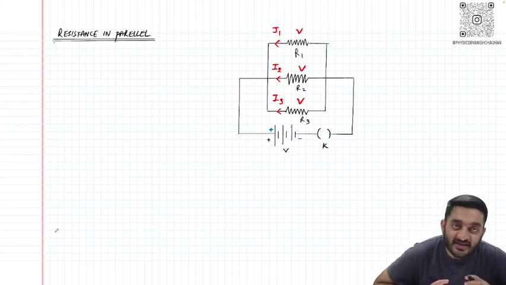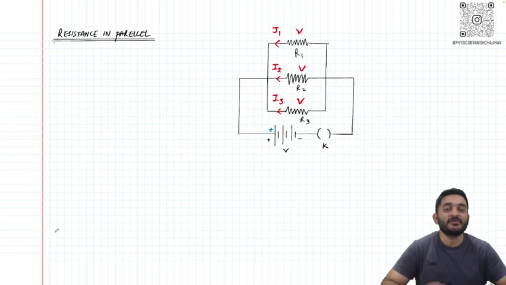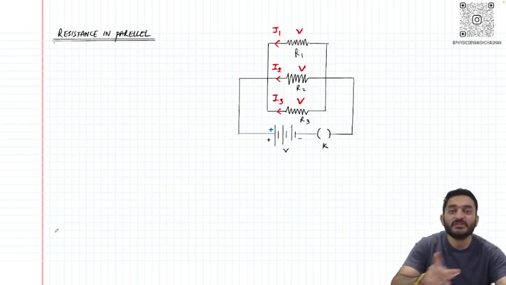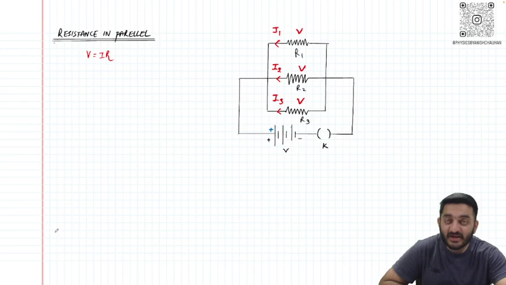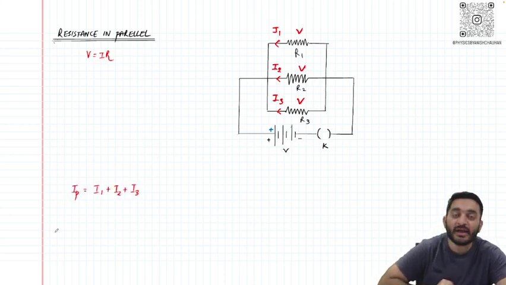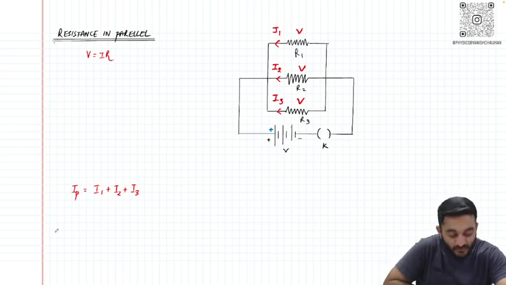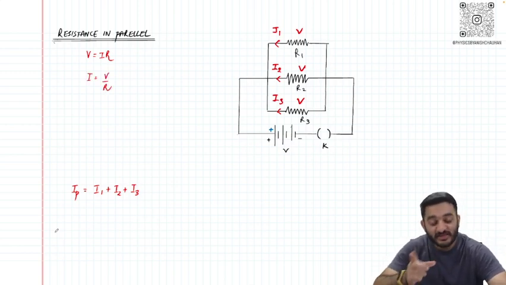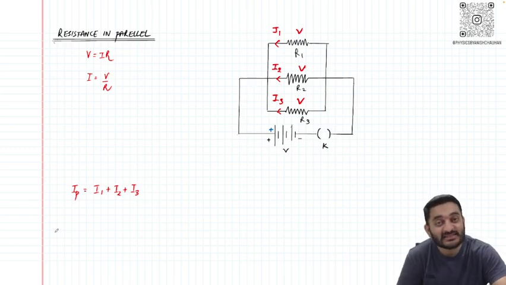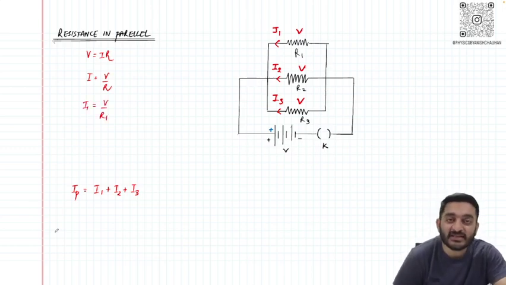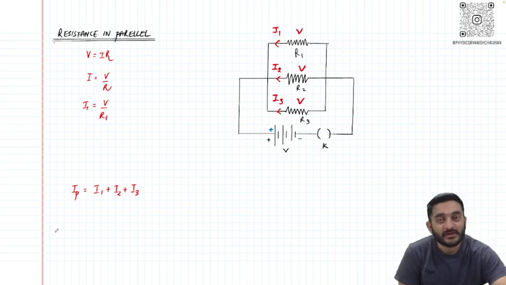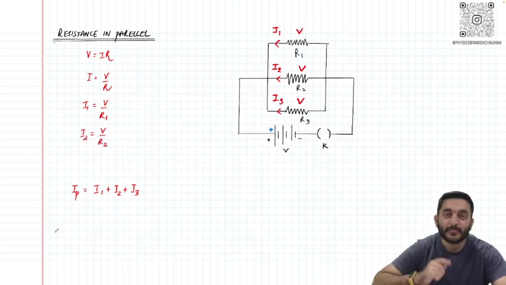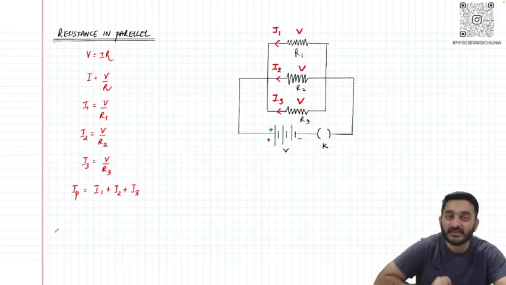For resistance in series and resistance in parallel, whenever we have to do this expression, we always have to take care of which physical quantity is going to get divided. Here, if I have to find the total current, I will simply add up I1, I2 and I3. If I make I the subject, it will look like V over R. So I1 is V over R, but in this case voltage remains the same, so the value of R will be written as R1. I1 is V over R1, I2 is V over R2, I3 is V over R3.